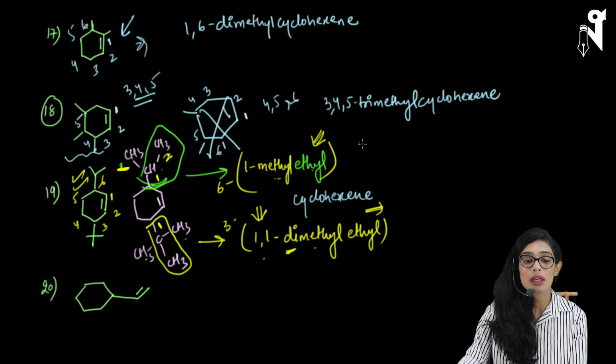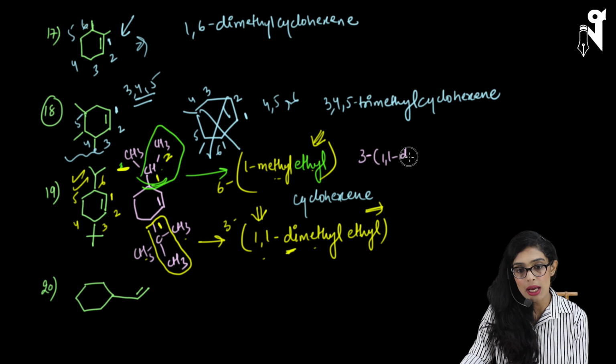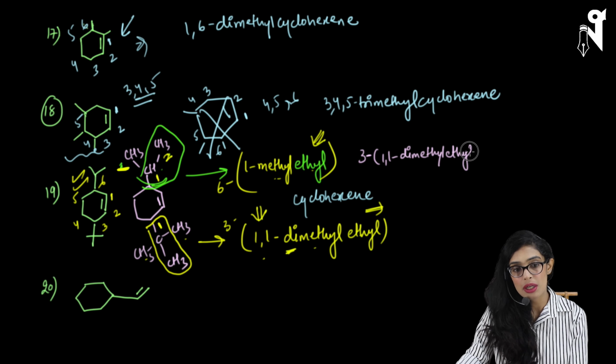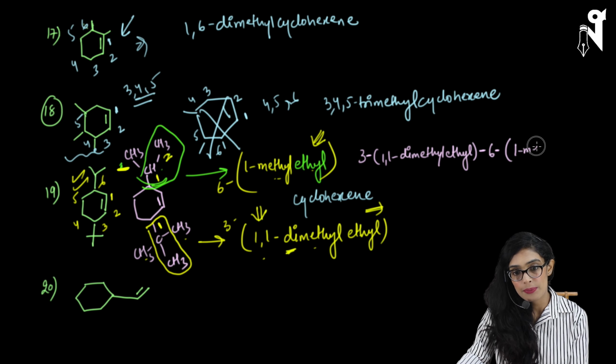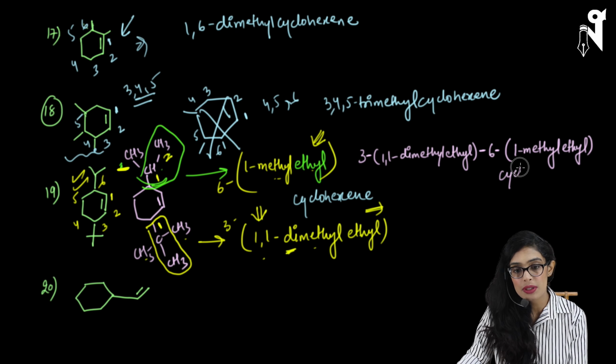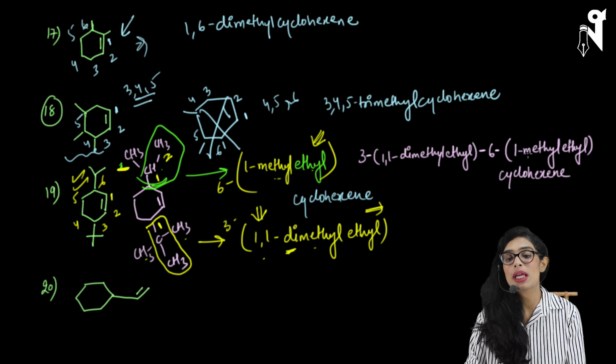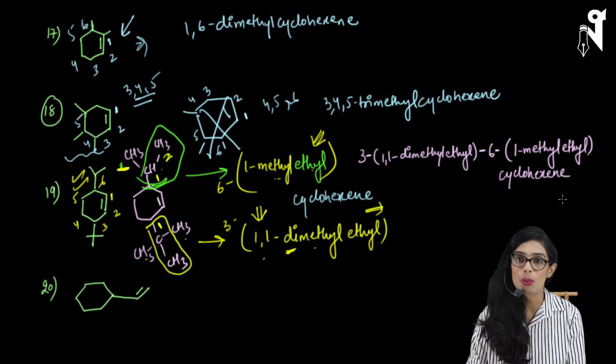So how will we name this compound? Let me write it with a different color pen. So it will be 3-(1,1-dimethyl ethyl). This is my first branch. Then comes 6-(1-methyl ethyl). And then comes cyclohexene. I don't have space, hence I'm writing it this way, but you don't write it this way, okay? Because we don't leave gaps in the names. So 3-(1,1-dimethyl ethyl)-6-(1-methyl ethyl)cyclohexene. That's how the name of the compound would be.